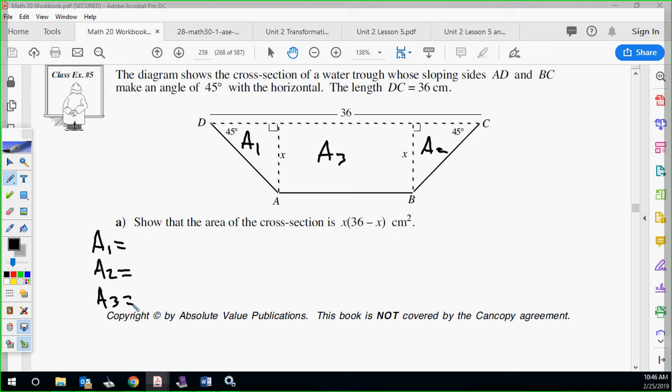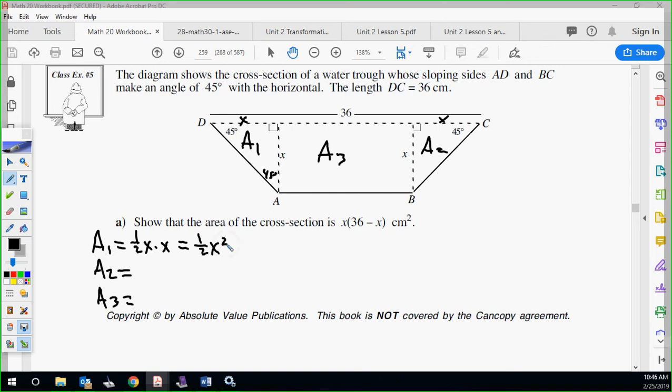Right, base times height divided by 2. And the thing they don't really tell you here, it's kind of tricky, is that if this is x, it's a 45-degree triangle, what is this? X, right? Because these are isosceles. That has to be 45 too, right? So these are both x. And so then like Nick said, it's x times x divided by 2 for the area. So 1/2 x times x, which simplifies to 1/2 x squared.